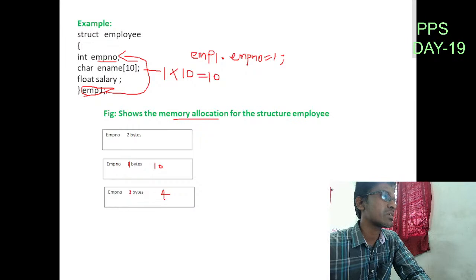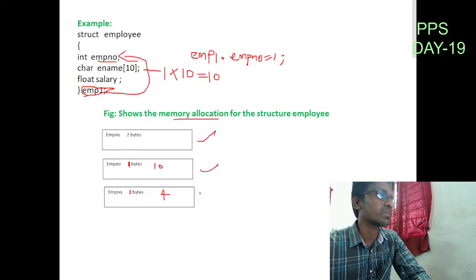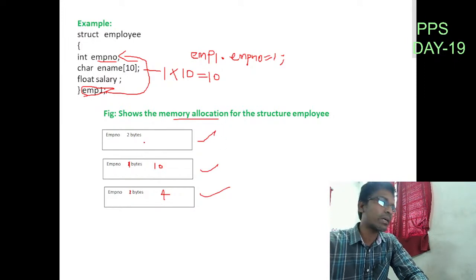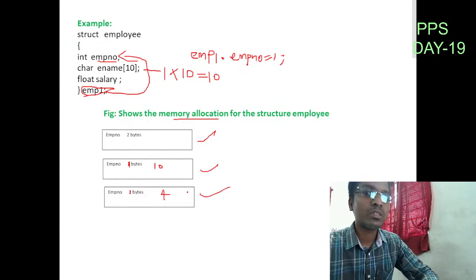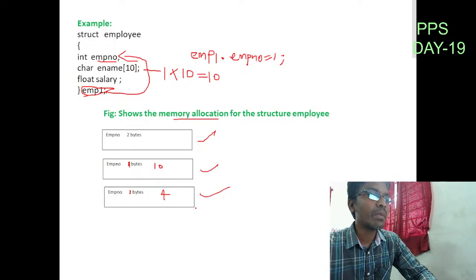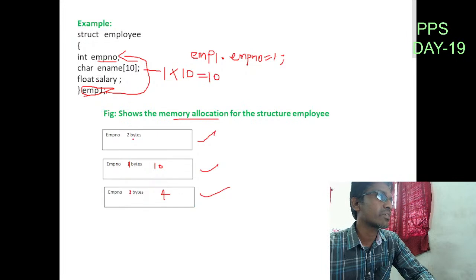I hope you understand what I am saying. Every structure member has its own memory space, its own memory allocation. This is one of the important points you have to keep in mind. According to the data types, members occupy 2 bytes, 1 byte, 4 bytes and so on, but remember that all these structure members have their own memory space. So this is the memory allocation for this structure.